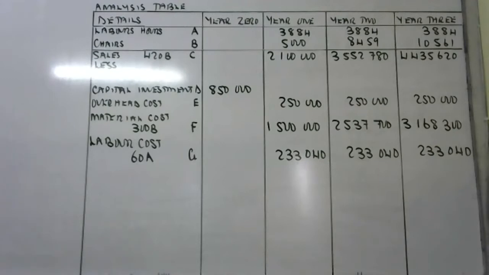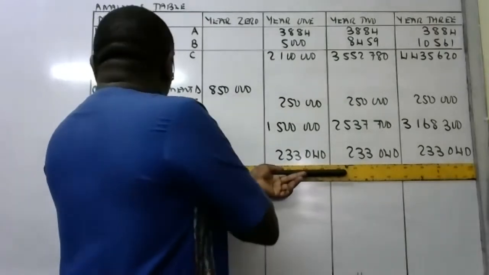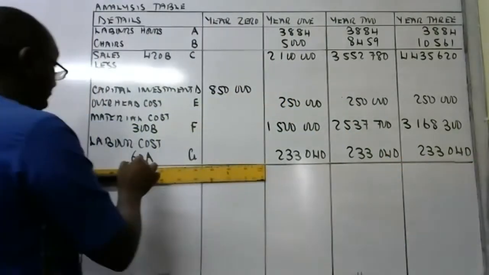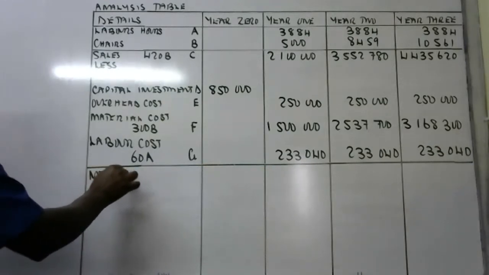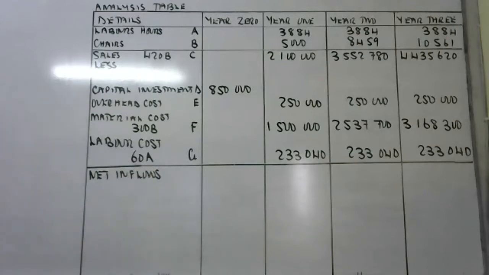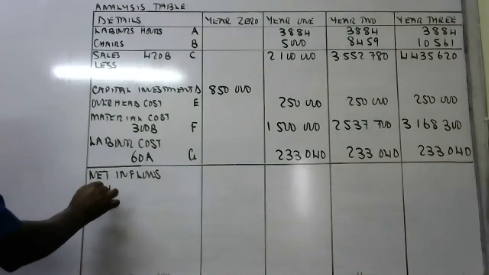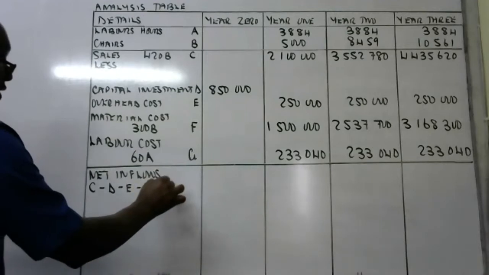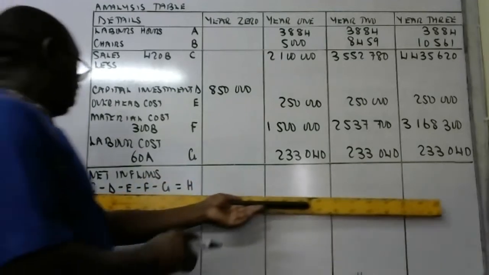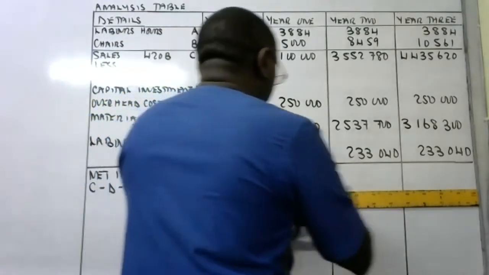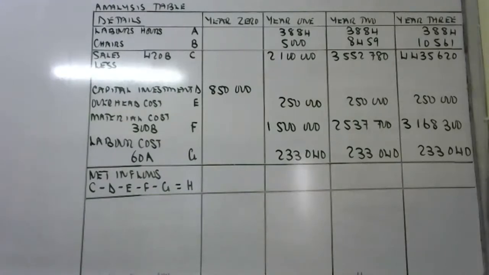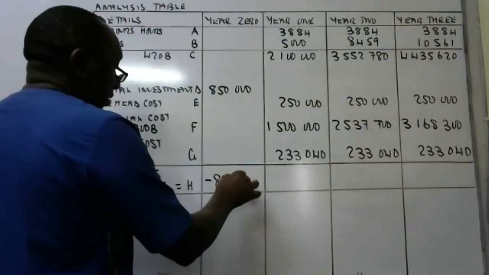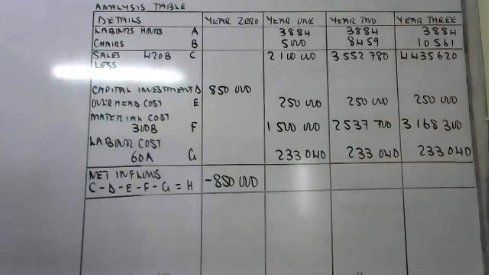So with that, you can draw a line here. Then we have the net inflows. The net inflows will be arrived at as C minus D minus E minus F minus G, and we will call it H. So here we are going to have minus 850,000.